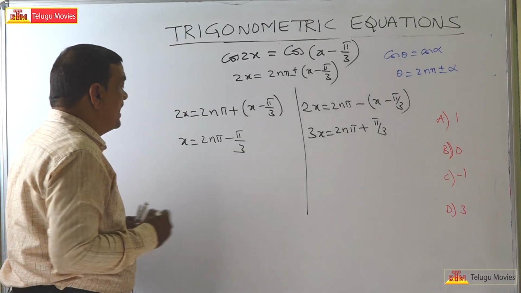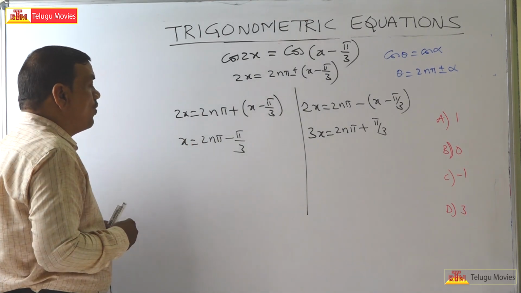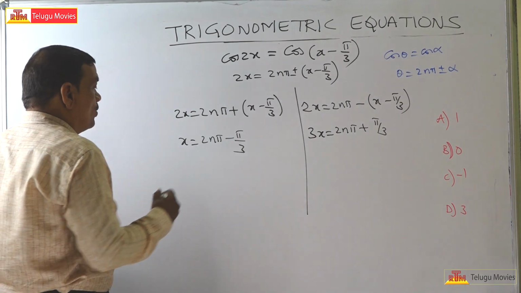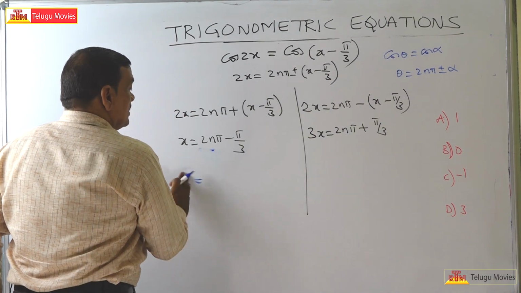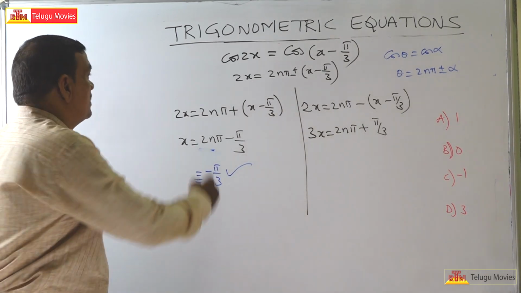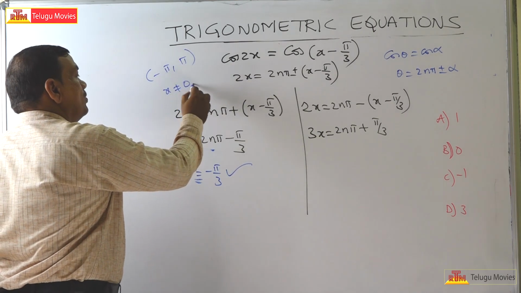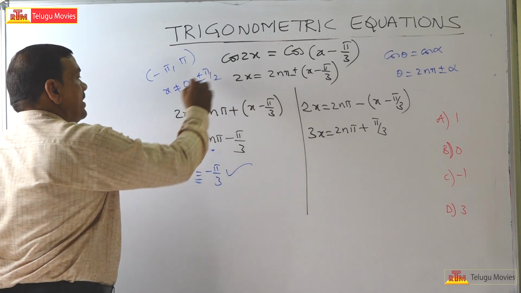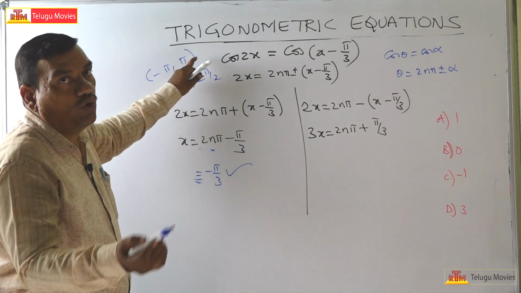For example, first take n is equal to 0. You take n is equal to 0, 1, 2 like that. If you take n is equal to 0, you will get x is equal to minus pi by 3. So one of the values, okay, why? Because it should lie between minus pi by 2 to plus pi by 2, but it should not be equal to 0 or plus or minus pi by 2. That is the condition. Minus pi by 3 lies between minus 180 to plus 180.